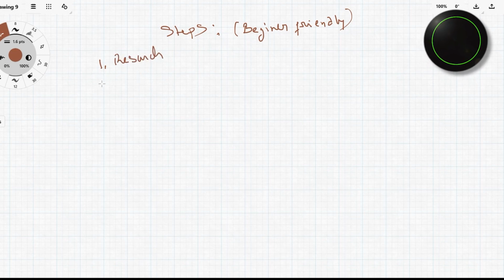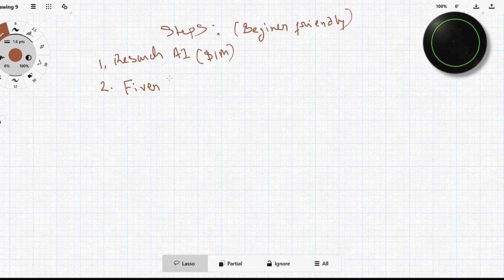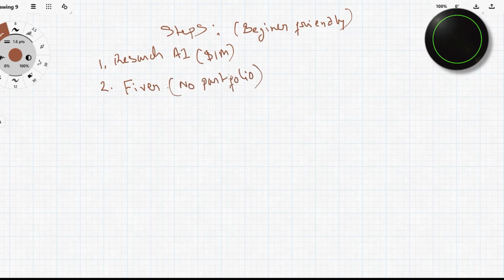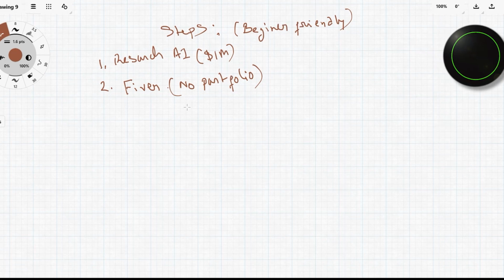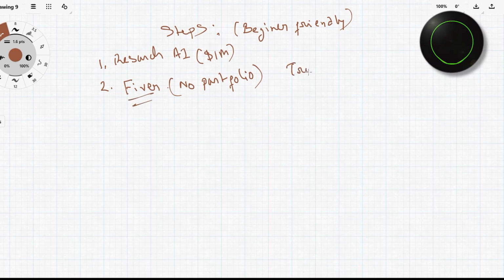After the research, we create a Fiverr account. And why are we creating a Fiverr account? Because we don't have any portfolio right now, guys. We don't have any portfolio or past works that we can showcase to someone. So we were actually creating trust, right? So that's why we will be using Fiverr as a trust point.